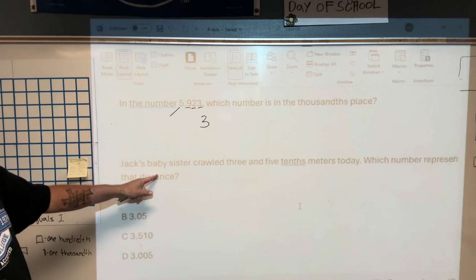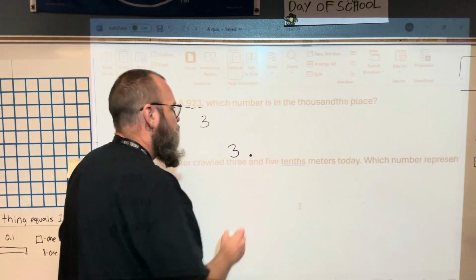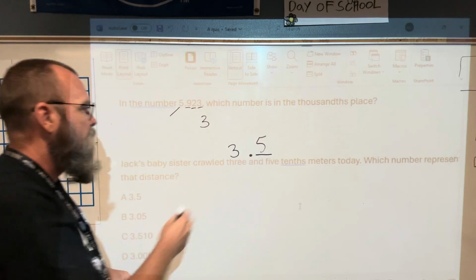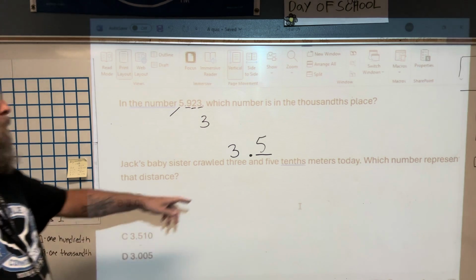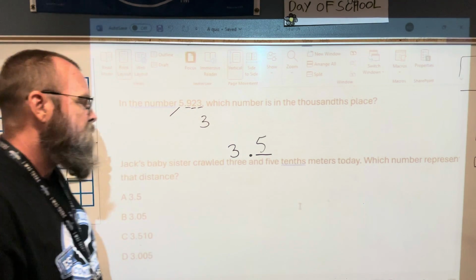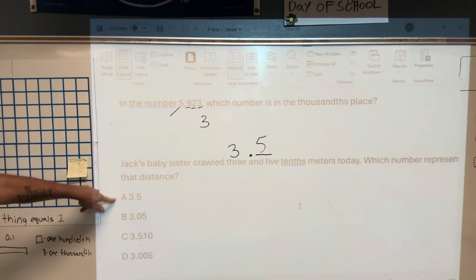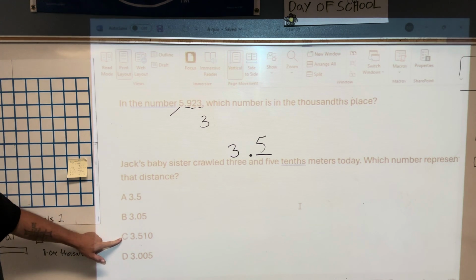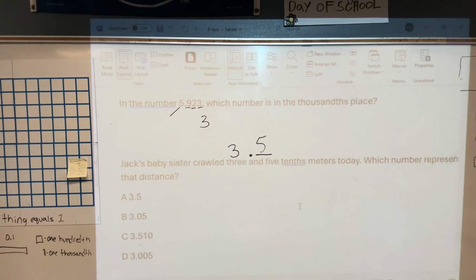Jack's baby sister crawled 3 and 5/10. 3 is my whole number. My decimal part is 5/10. I know that because it ends in THS. Which number represents 3 and 5/10? That's 3 and 5/10. This one says 3 and 5/100. This one says 3 and 510 thousandths. And this one says 3 and 5 thousandths.